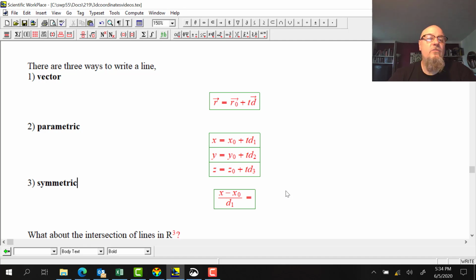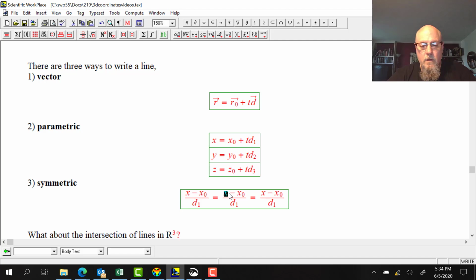Symmetric. Okay, this is sort of a weirder one. It has the same information, the x naught and the d1. So here's the x naught and the d1. It's equal to y minus y naught over d2 and z minus z naught over d3. So here's the symmetric way.